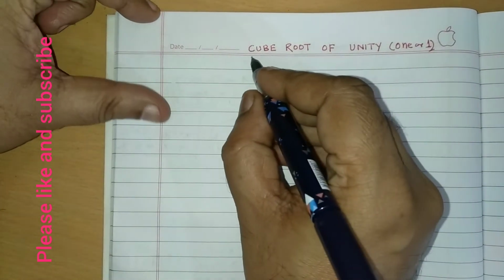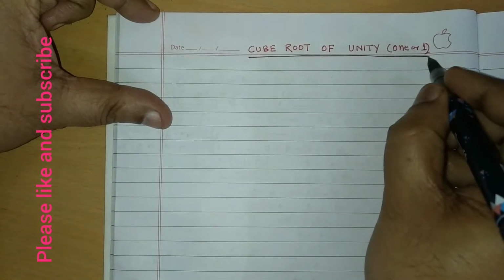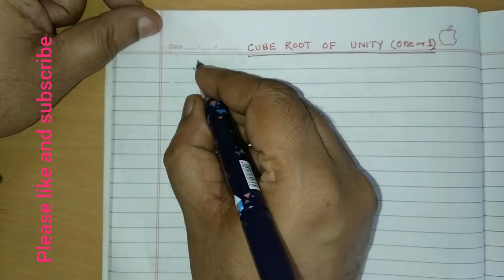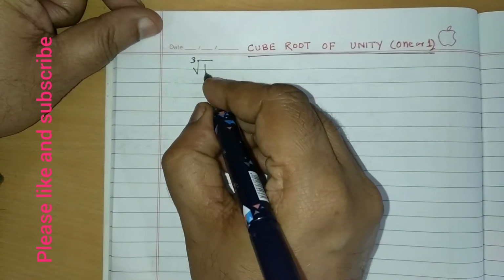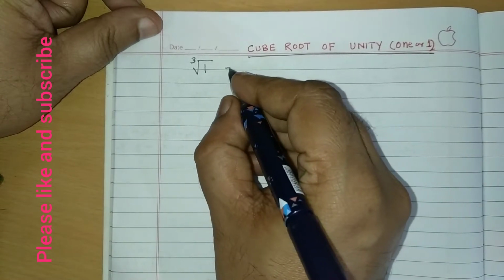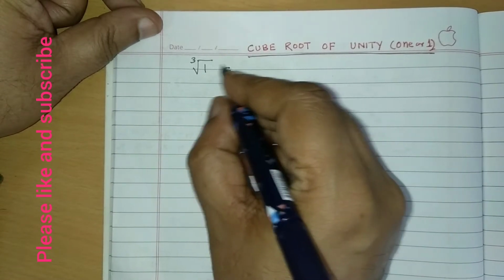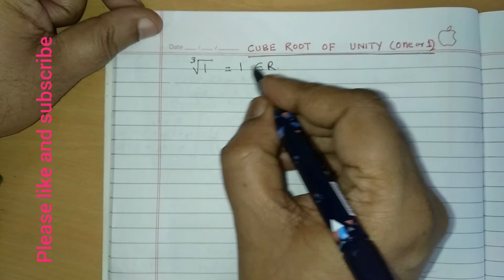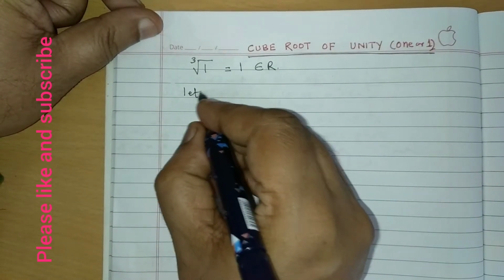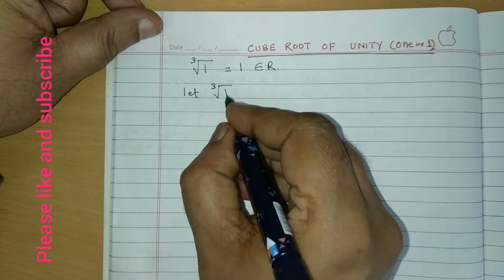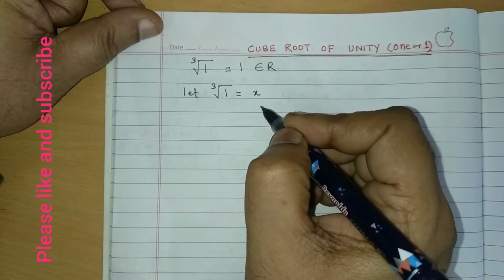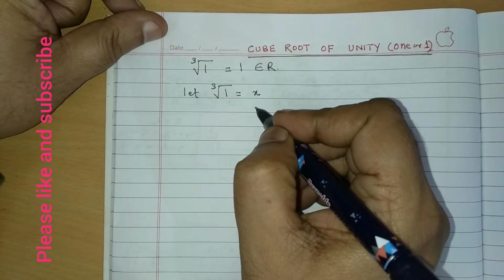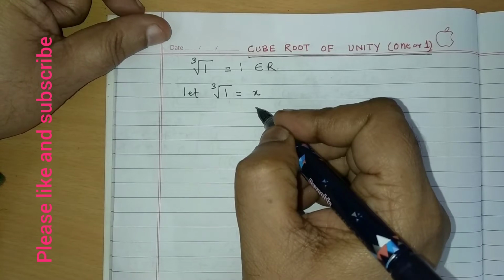Now I am going to discuss how to find the cube root of unity. The cube root of 1: we know the real cube root of 1 is 1. Everybody knows it. So the cube root of 1 is equal to 1, which is a real number. But let the cube root of 1 be equal to x, because there are other cube roots of 1 also, which are conjugate complex numbers.